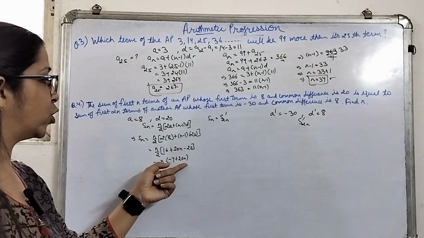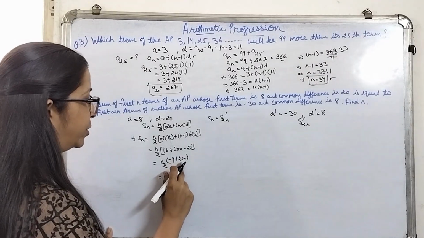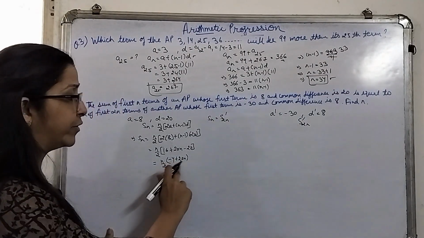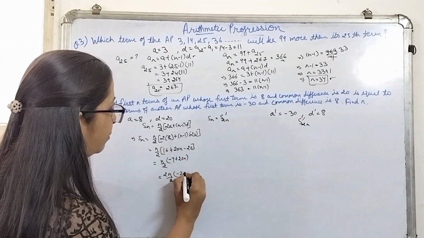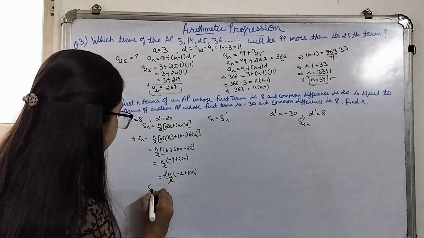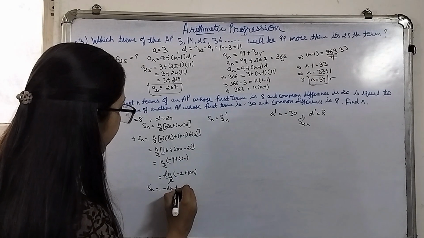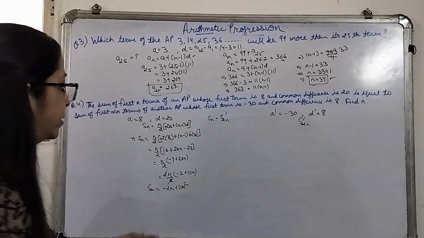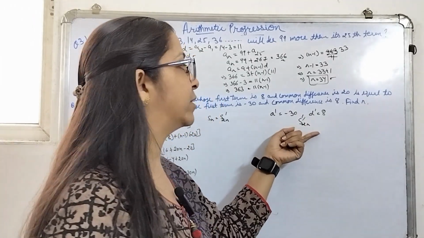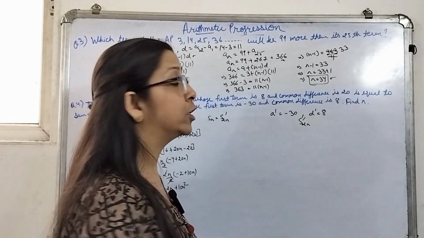From here we can take 2 common and cancel it out. If I take 2 common in the numerator, it will be 2n over 2, and inside will be minus 2 plus 10n. 2 and 2 cancel, so Sn will be n multiplied by minus 2, which is minus 2n, plus 10n square. This is the value of Sn. Now for this series, we have to find the value of S2n. That means instead of n, we will be writing 2n.